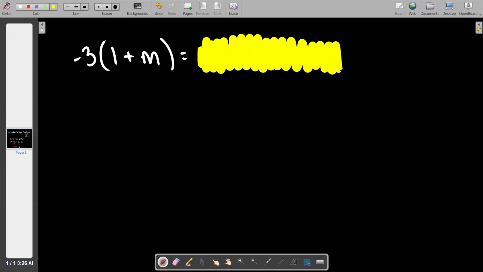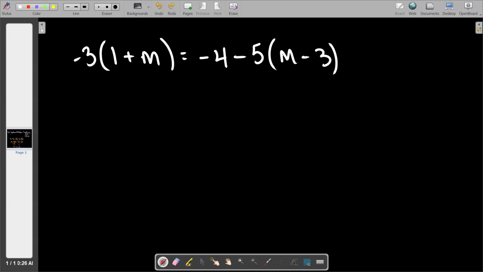What math do we have to do? Distribution. Good. So I'm going to take that -3 and I'm going to multiply it in like this. And what am I going to get? So I'm just going to put -3 in. I like that. It's cleaner.